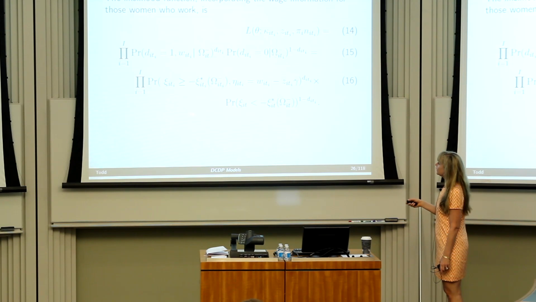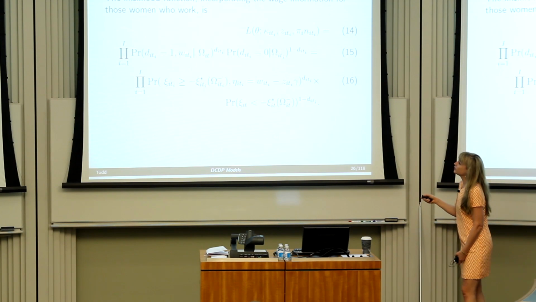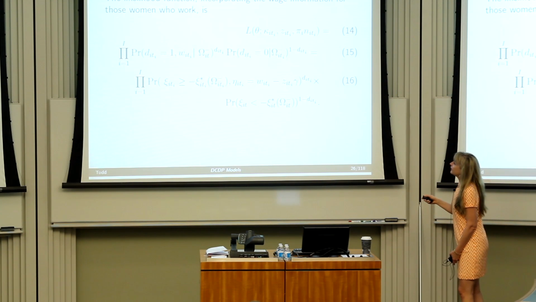So for women who work, we see their wage and we see that they're working. So the likelihood has to incorporate both of those things. And then for women who don't work, all we know is they're not working. So that's the only part of likelihood we have.